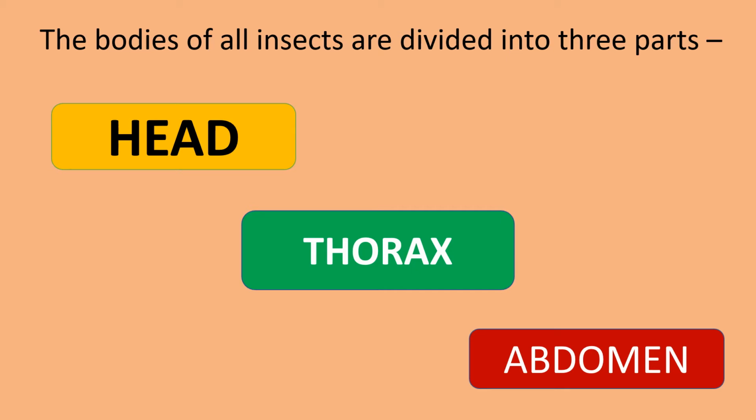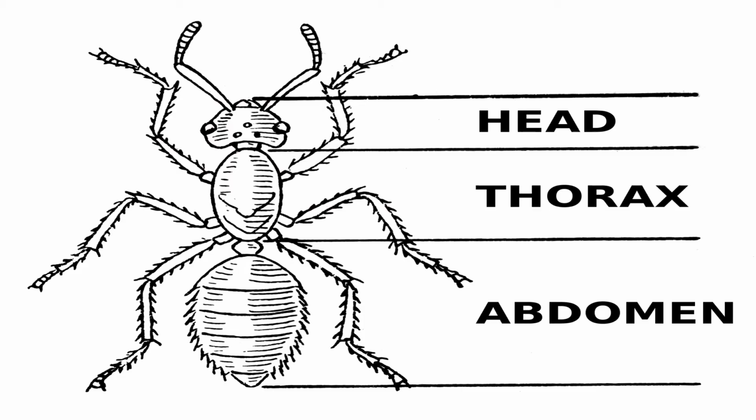The body of an insect is divided into head, thorax, and abdomen. Through the picture also we can see that the first part of the body of an insect is called the head region. The second part is the thorax region, and the third part is the abdomen region. They have three pairs of legs. They have 6 legs. So this is the division of the body of an insect.